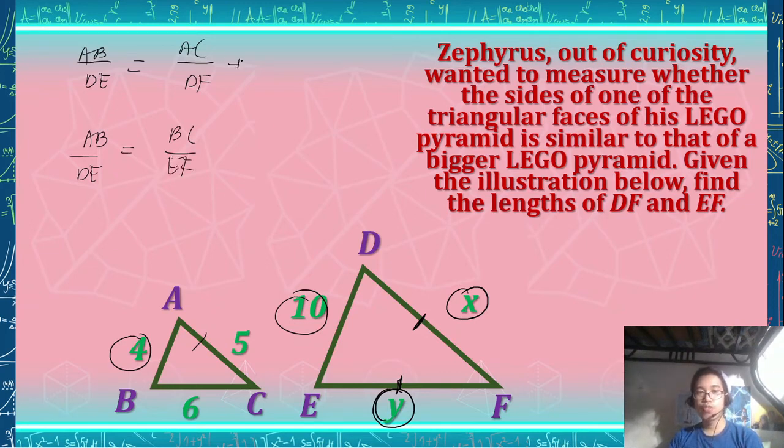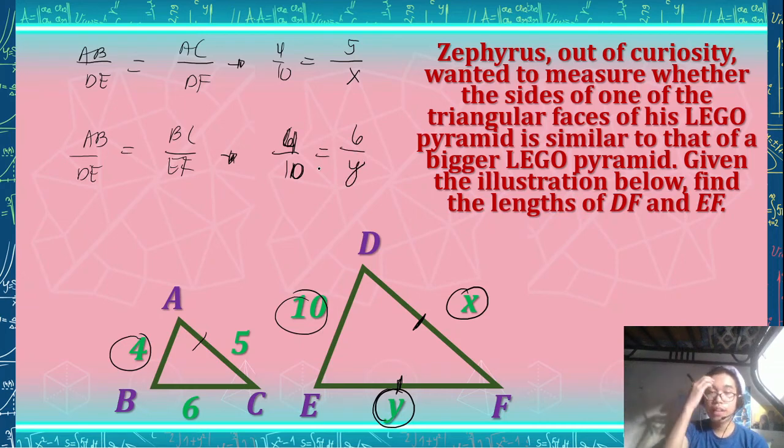Therefore, if we translate these equations, we can say that 4 all over 10 is equal to 5 all over x. And for this one, AB all over DE, I'm sorry, this is still going to be 4 all over 10 is equal to BC, which is 6 all over y. Okay, and now we can solve for the values of x and y.